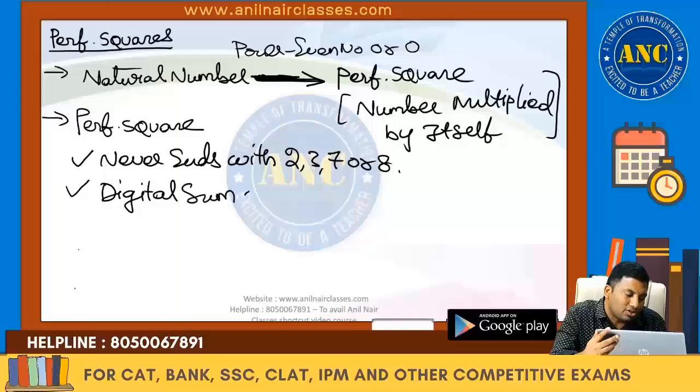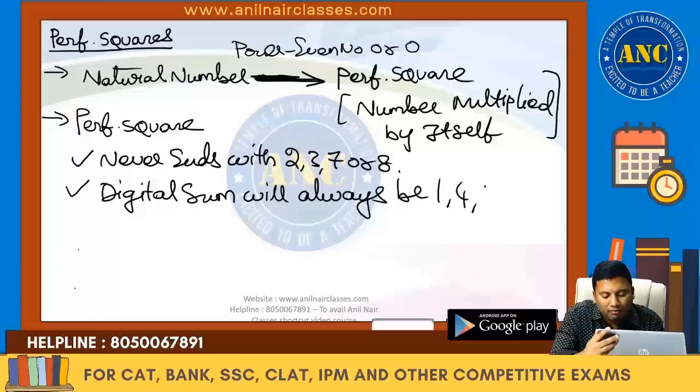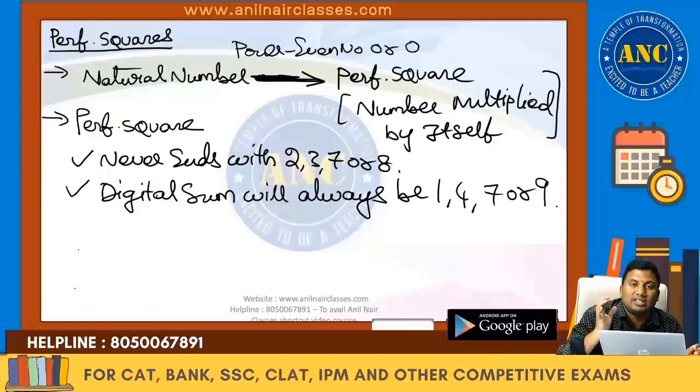Next one, a perfect square's digital sum will always be 1, 4, 7 or 9. If a number is a perfect square, then the digital sum of that perfect square will always be 1, 4, 7 or 9. Reverse may or may not be true. What do you mean by reverse?